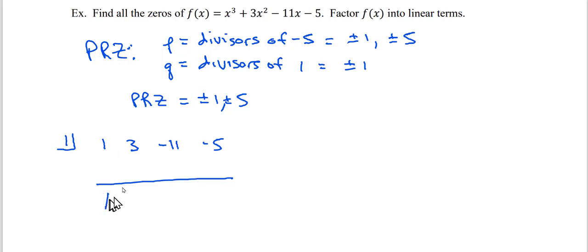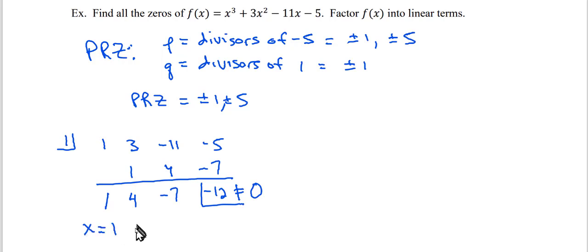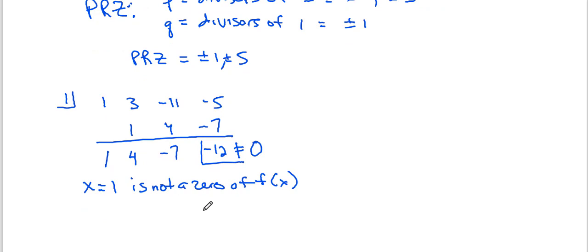We bring the 1 straight down, then we multiply 1 times 1 and put it there. Then we add, 1 times 4 and put it there. Add, negative 7 times 1 goes there as negative 7, and we get negative 12. That remainder is not 0, which tells us x equals 1 is not a zero of f of x. If you plugged 1 into this, you would get negative 12, actually, whatever that remainder is. Remember the remainder theorem. Okay, we have 3 other possibilities.